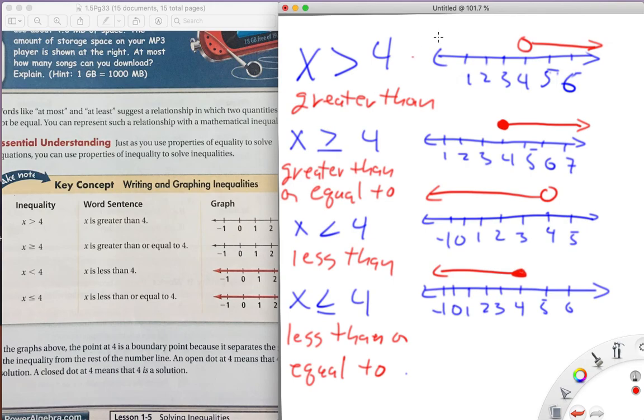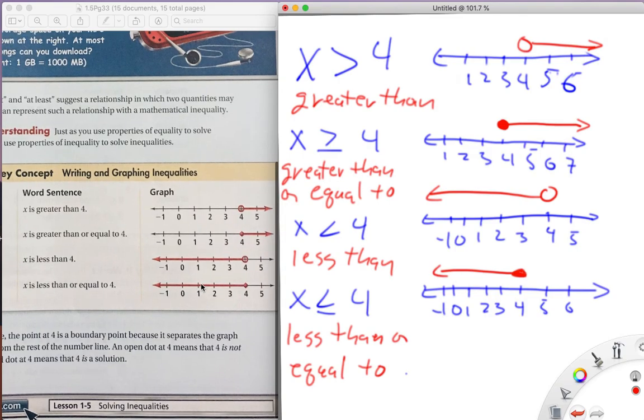So greater than: open circle because it starts at 4 but does not include 4 and goes to the right. Greater than or equal to: it starts at 4 and it's a closed circle, meaning it includes 4 and goes to the right. Less than: open circle at 4, does not include 4, goes to the left. Less than or equal to: it's a closed circle, so it includes 4 and goes to the left.